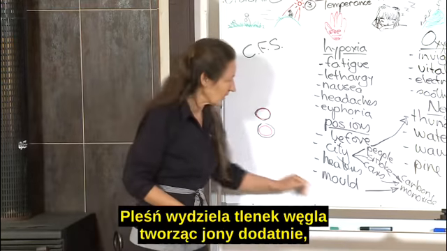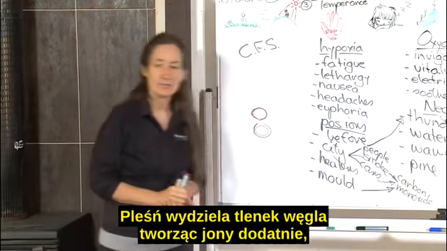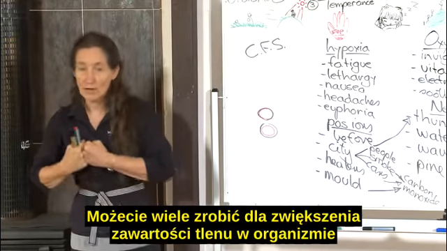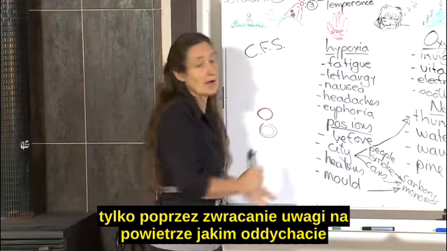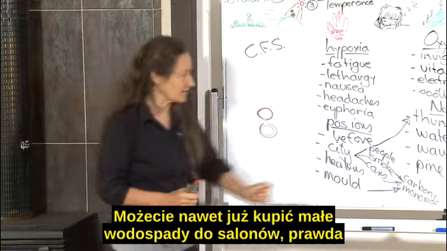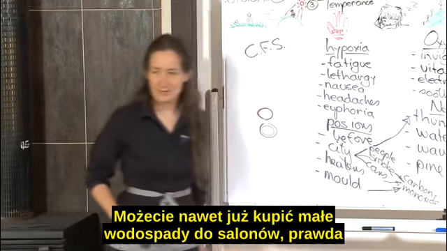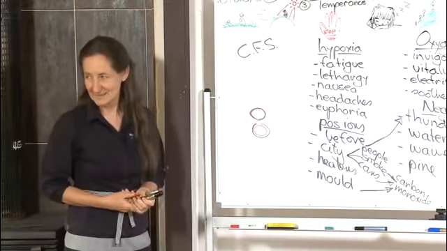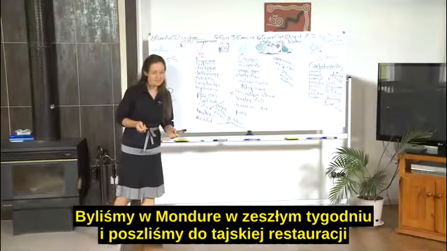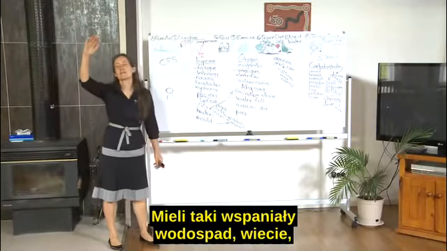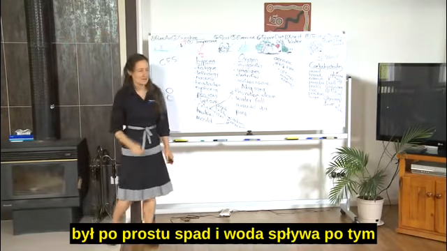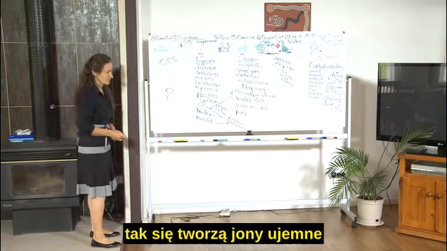But mould gives off the carbon monoxide, creating the positive ions. You can do a lot to increase the oxygen content of your body by just being mindful of the air that you're breathing. You can even buy little waterfalls to put in your lounge rooms now, can't you? I was in Mildura last week, and we went to a Thai restaurant, and they had this magnificent waterfall. It was just wires, and the water runs down the wires. That's creating your negative ions.